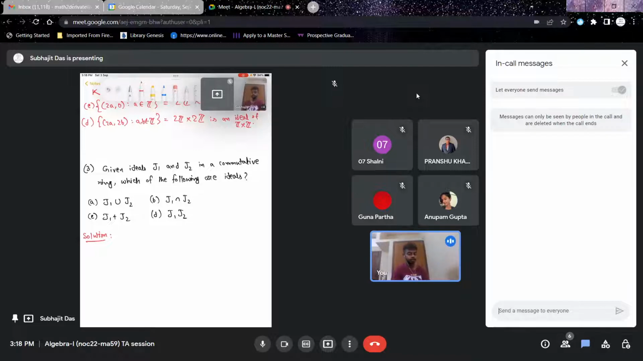So let me ask you this one. Is option A, that is the union of J1 and J2, an ideal of R? No, sir. Okay, can you give me an example? Sir, in Z, the ideal generated by 2 and the ideal generated by 3 are both ideals, but their union is not an ideal. Okay, yes. Their union is certainly not an ideal, right?